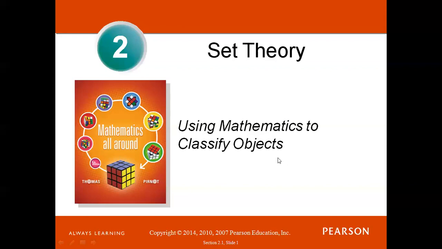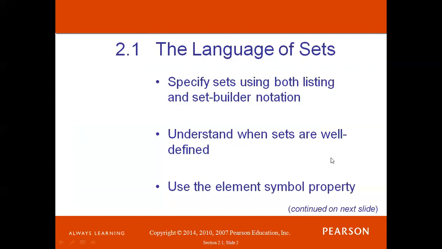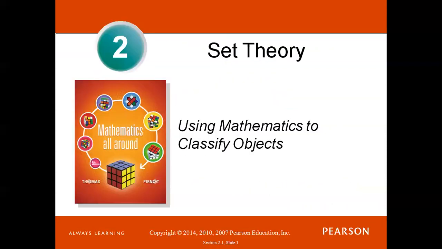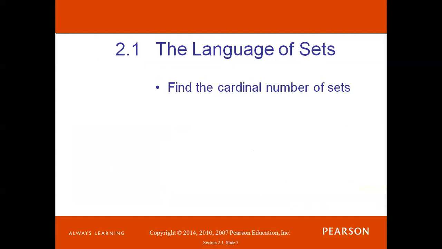All right, let's take a look at Chapter 2, Section 2.1, the language of sets. Specify sets using both listing and set builder notation. Understand when sets are well defined. Use the element symbol property. Find the cardinal number of sets.